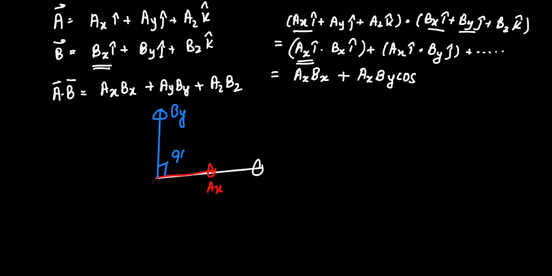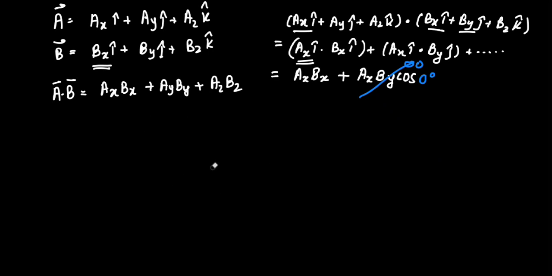The angle between them is 90 degrees. So cosine of 90 degrees is going to be 0. So this whole term is going to be reduced to 0. Now that is something interesting, because whenever the two unit vectors are not the same, the terms are going to go to 0.